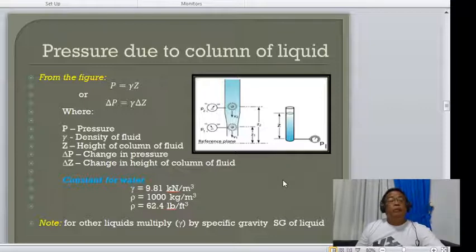So what is the unit of this unit weight? Of course, for water, we have 9.81 kilonewton per cubic meter in SI units. In metric, that is 1,000 kilogram per cubic meter. And in English units, that is equivalent to 62.4 pound per cubic foot.